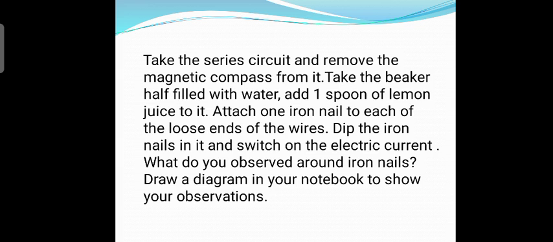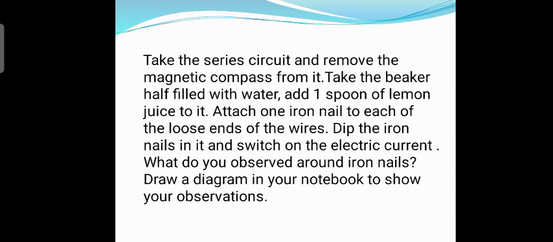For this, you have to take the series circuit which we made in the previous LP. You have to remove the magnetic compass from it. Take the beaker half filled with water. Add 1 spoon of lemon juice into it. Attach 1 iron nail to each of the loose ends of the wire. Dip these iron nails in it and switch on the electric current.